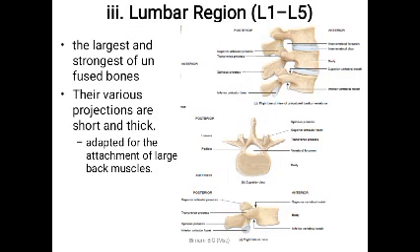3. Lumbar region, L1 to L5: the largest and strongest of the unfused bones. Their various projections are short and thick, adapted for the attachment of large back muscles.